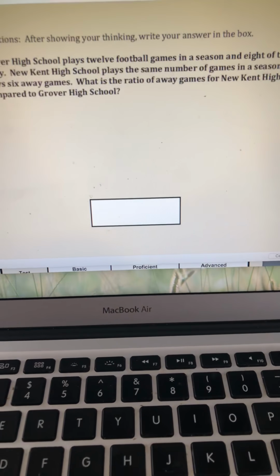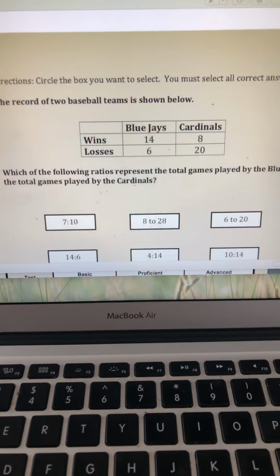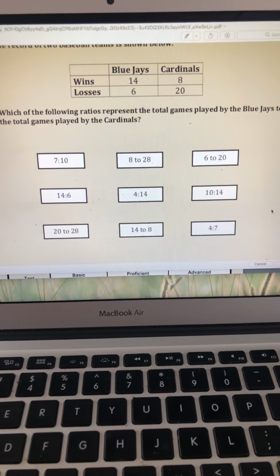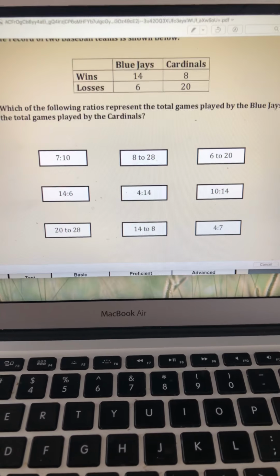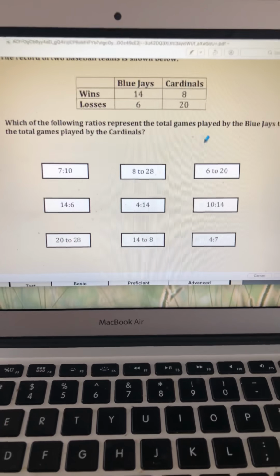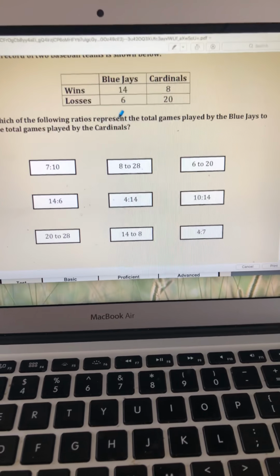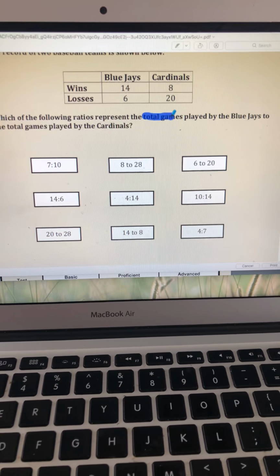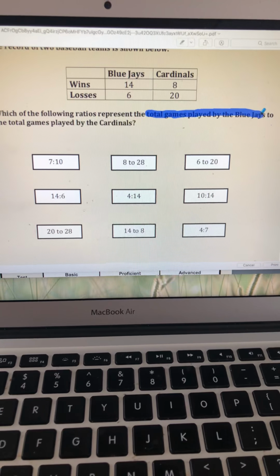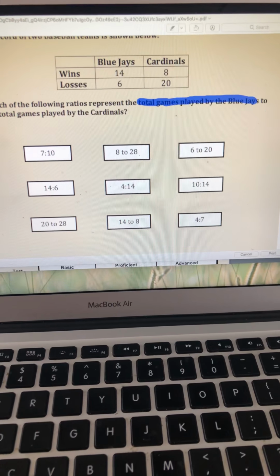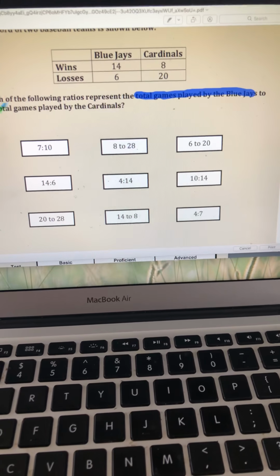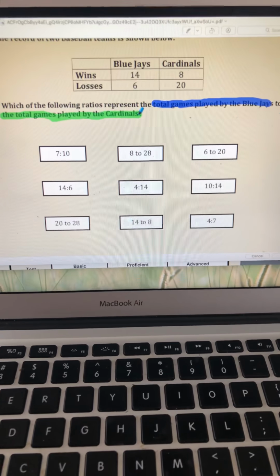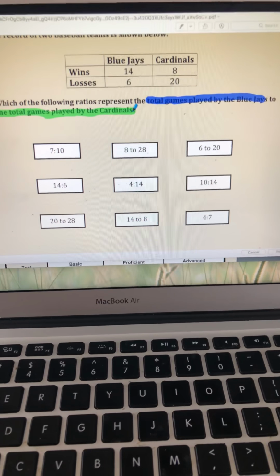The next one here, we'll look at this chart. We have one that is in a chart. So the biggest thing with this, again, find your order. See what it wants you to answer. For this one, it wants to know the ratio that represents the total games played by the Blue Jays, and if you want, you can get a different color here if that helps you out, to the total games played by the Cardinals, okay? So when we're looking at that, we have to make sure we go in that order.